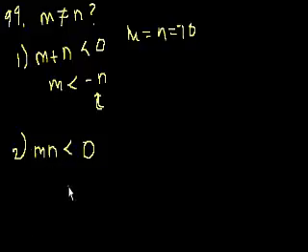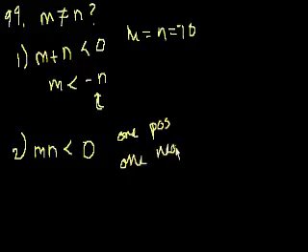M times n is less than 0. So that tells us that 1 is positive and 1 is negative. Right? The only way you can multiply two numbers and get something less than 0 is one positive and one negative. And it doesn't say equal 0, so they both can't equal 0. And so when you multiply two numbers and you get a negative number, they have to be different numbers, because one has to be positive and one has to be negative.